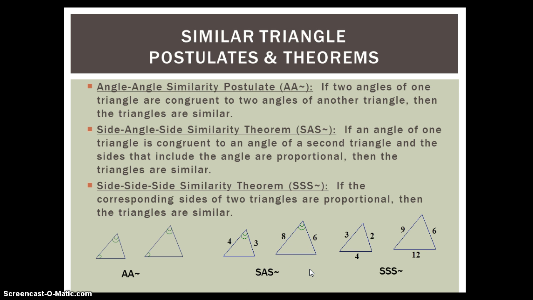The last one is the side-side-side similarity, which says if the corresponding sides of two triangles are proportional, then the triangles are similar. So if we look at the smallest side here, 2, to the smallest side here, 6, well, 2 times 3 is 6, so that has a scale factor of 3. 3 and 9 also has a scale factor of 3, and 4 to 12 also has a scale factor of 3, so we know that these two are proportional.